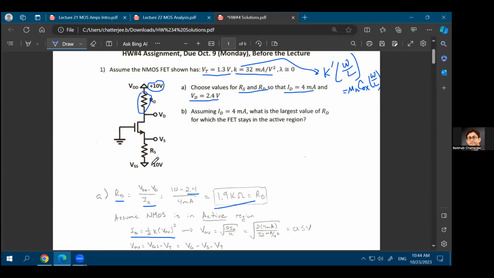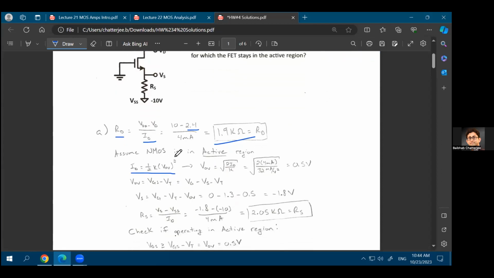To find out the value of RS, it's a little bit more involved. So there, what you can do is assume that the NMOS is in active region. Why we are doing so? We'll show this later, that the NMOS is indeed in the active region. But first, you can start with the assumption that, okay, let us assume that the NMOS is in active region, and later we'll verify that.